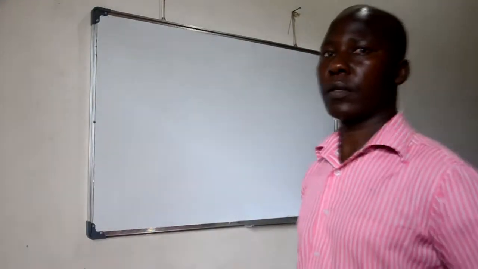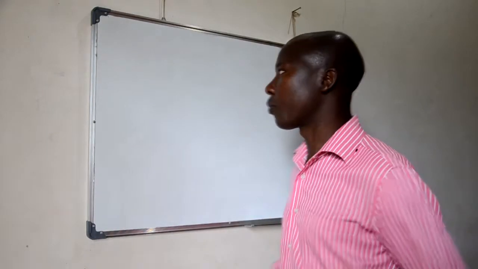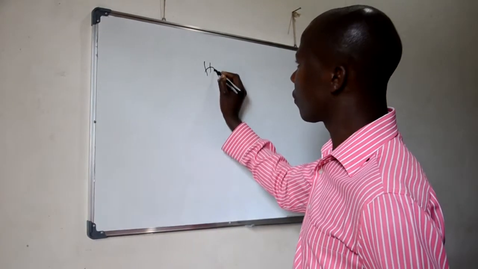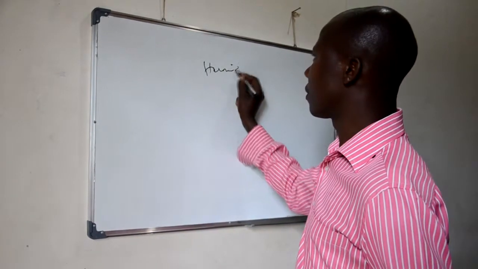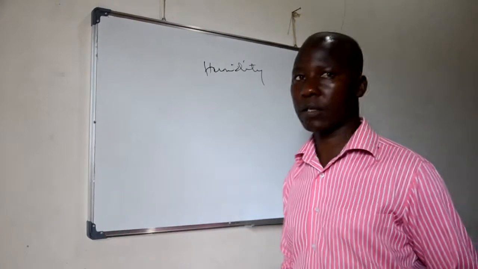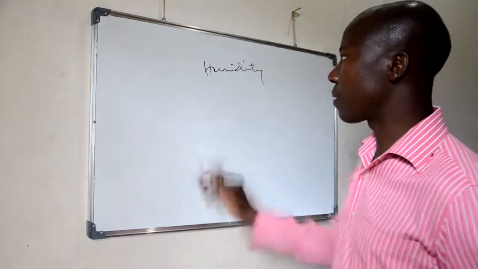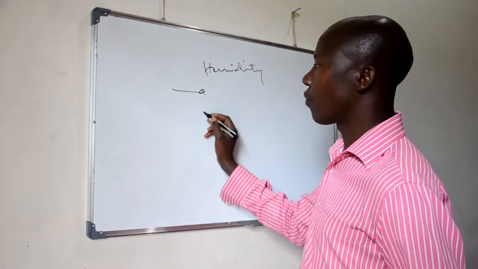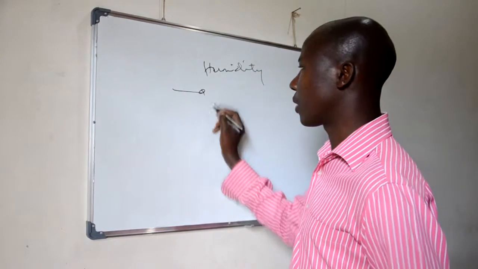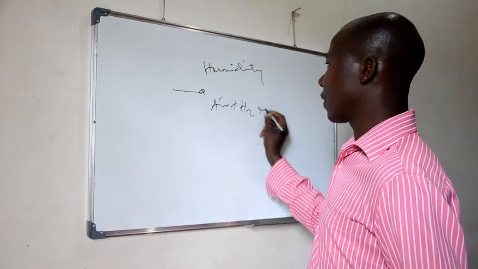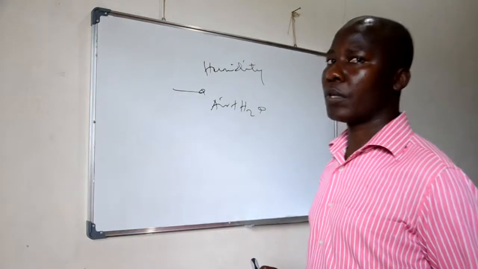Dear students, let's proceed to another subtopic or element of weather, which is called humidity. Humidity is the amount of water vapor in the air. This means that when the air is passing from one place to another, it consists of dampness or water. The factors that influence humidity are analyzed as below.